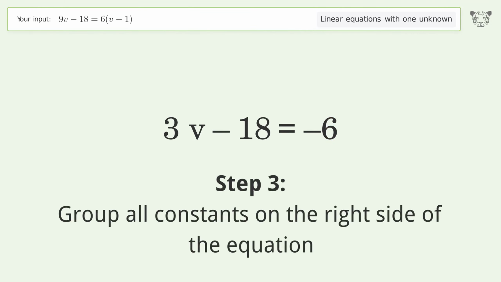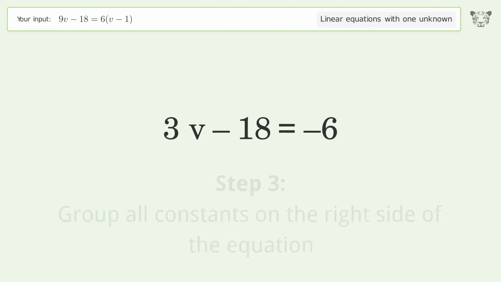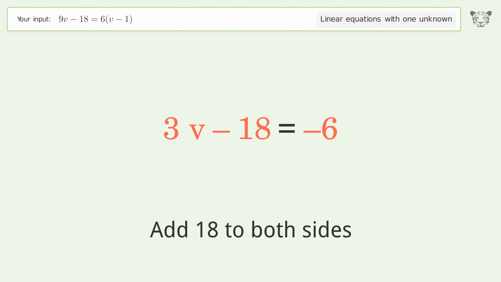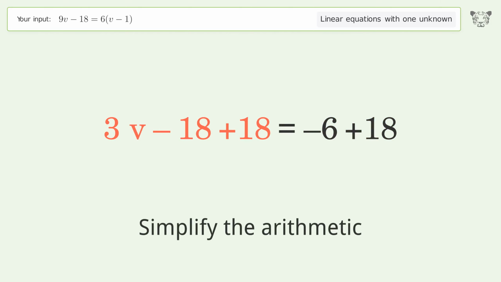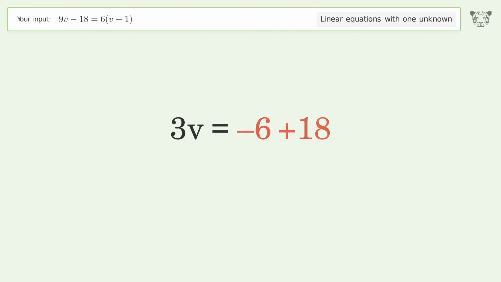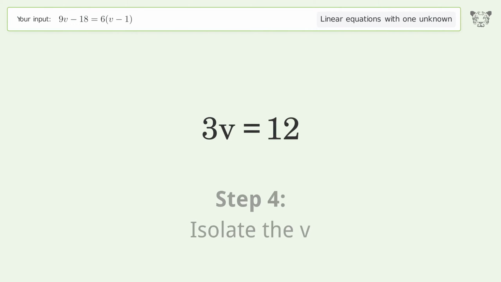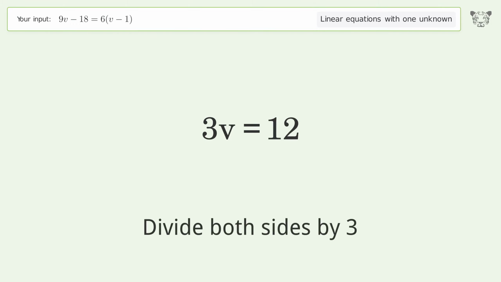Group all constants on the right side of the equation. Add 18 to both sides. Simplify the arithmetic. Isolate the v. Divide both sides by 3.